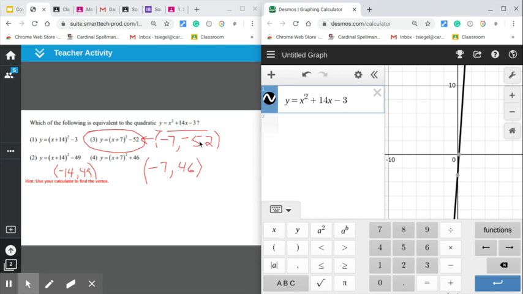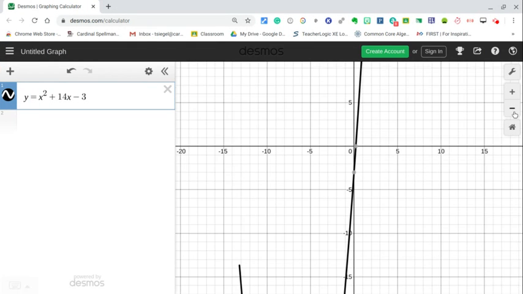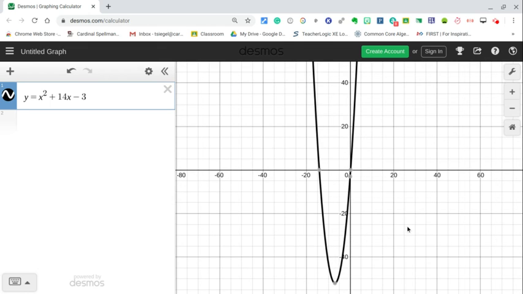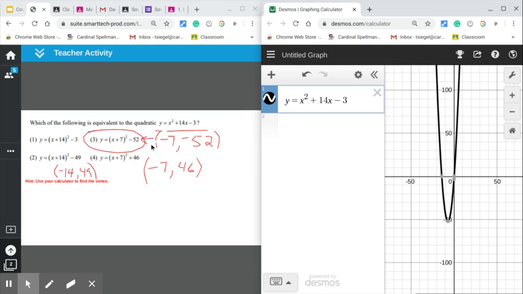We're looking for that symmetrical. You can actually zoom out and find and click on the vertex. What does that vertex say it is? -7, -52. I mean, come on, it can't be much easier than that. So I know it's +7, -52, right? +7, -52. Okay? So that's how you go from standard form to vertex form with your calculator.